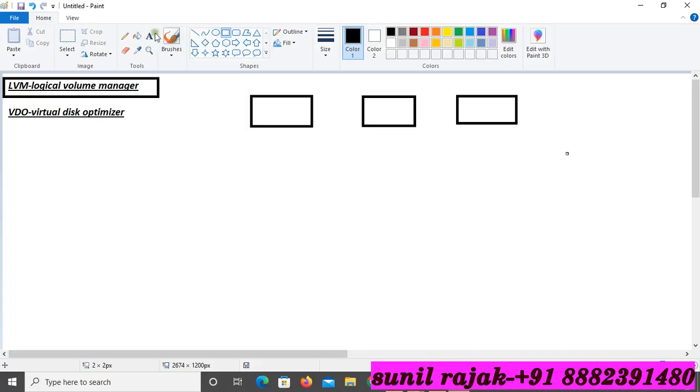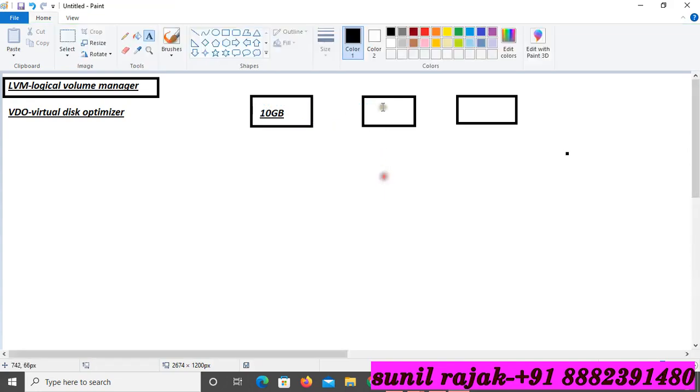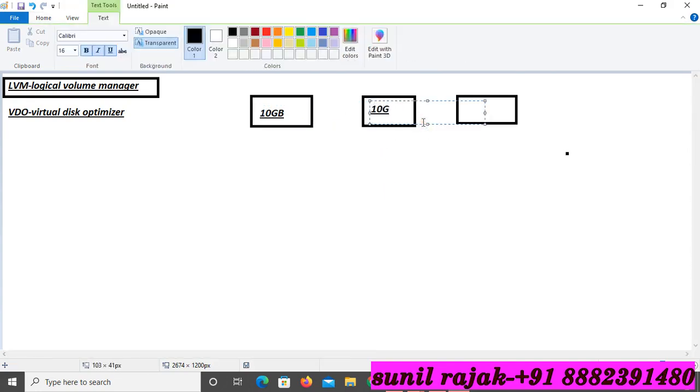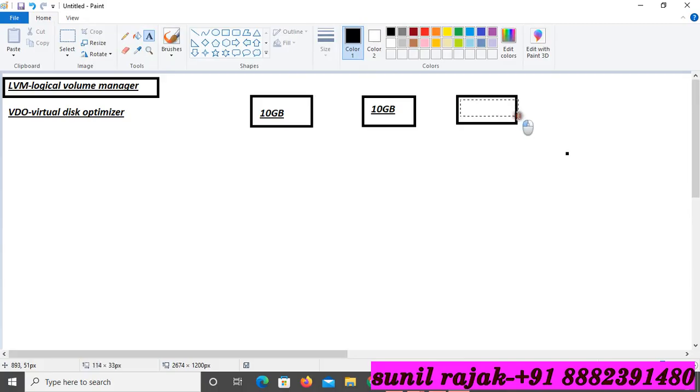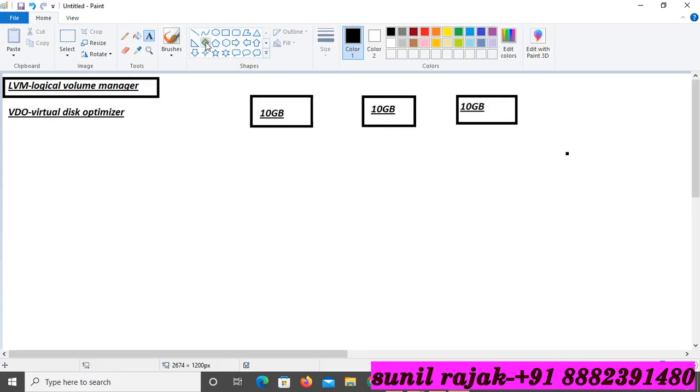Suppose you are going to assign 10 GB to one department, similarly 10 GB to the second department, and similarly 10 GB of hard disk size to the third department. But suppose this department is going to use only 500 MB, sorry, 500 MB. Similarly, another is using 2 GB, and another is using 5 GB, but the rest of the space is going to waste. Obviously it is going to waste, it is a cost for the company, a cost for the organization.